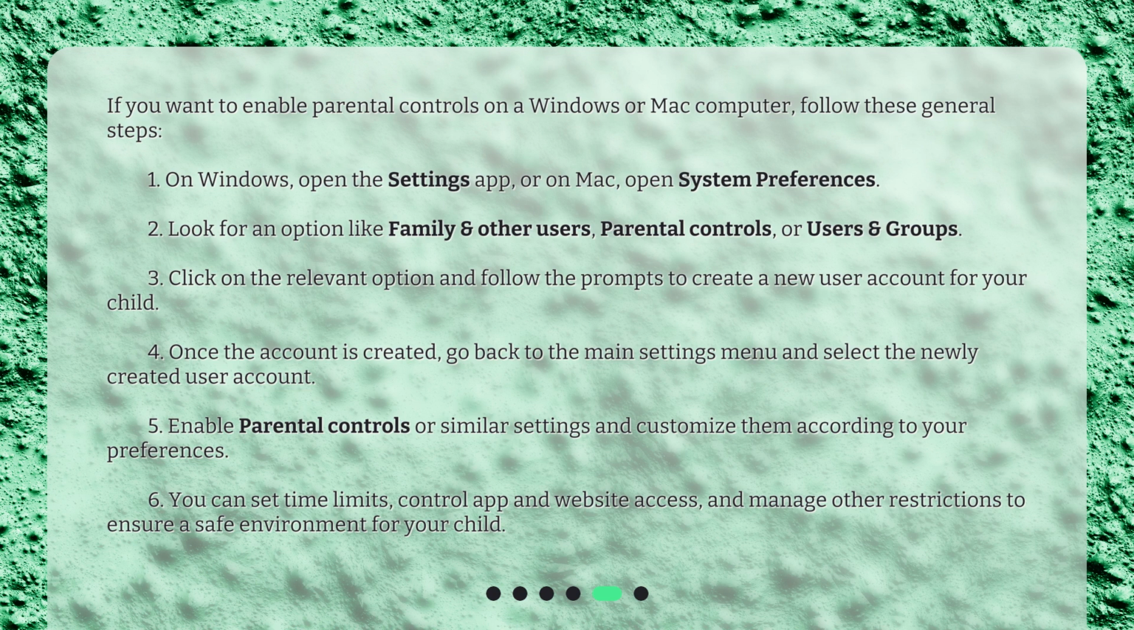3. Click on the relevant option and follow the prompts to create a new user account for your child. 4. Once the account is created, go back to the main settings menu and select the newly created user account. 5. Enable parental controls or similar settings and customize them according to your preferences. 6. You can set time limits, control app and website access, and manage other restrictions to ensure a safe environment for your child.